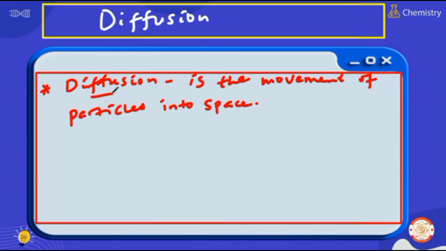And remember that gas particles spread in all directions, right? So finally, the molecules become evenly distributed.